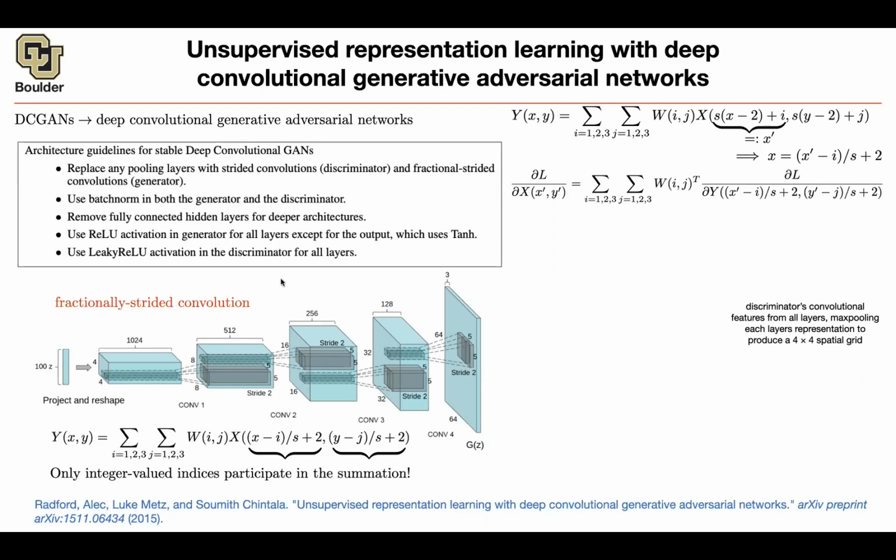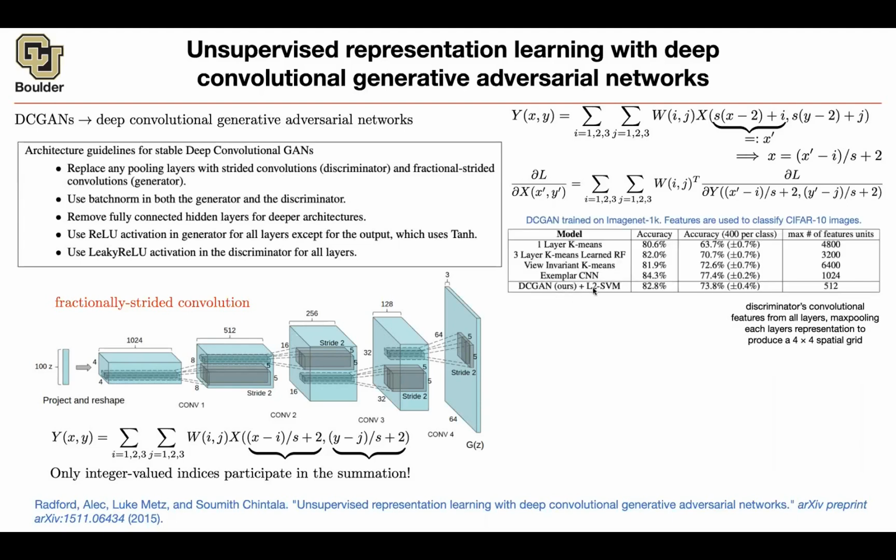Now remember, you're going from right to left: the image goes in, and then you can just read off the features. That gives you a feature vector that you can give to a simple classifier, maybe a logistic regression or a support vector machine. If you compare this framework to previous unsupervised state of the art, it is actually giving you good features. The features coming out of DCGAN plus an L2 normalized support vector machine give you an accuracy of 82.8 on CIFAR10 images.